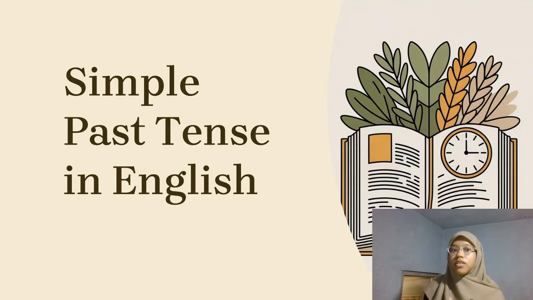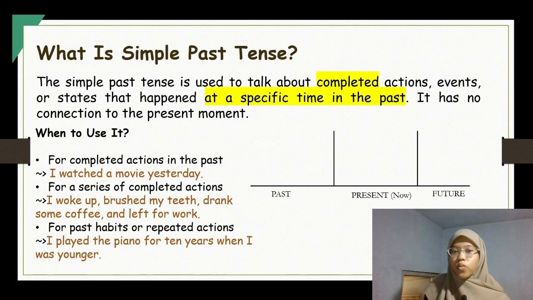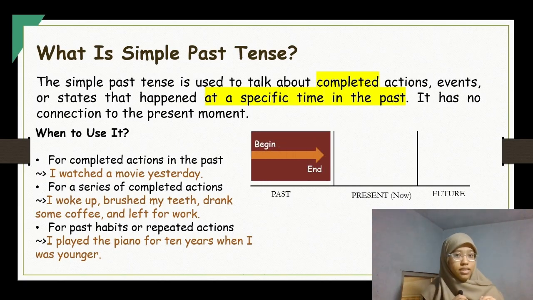I'm Rahmi, and today we are going to learn about one of the tenses in English, simple past tense. Let's start. What is the simple past tense? Simple past tense is what we use to talk about completed actions, events, or states that happened at a specific time in the past. The most important rule to remember is this: it has no connection to the present moment or what is happening right now. It started in the past and it ended in the past too. It's finished.